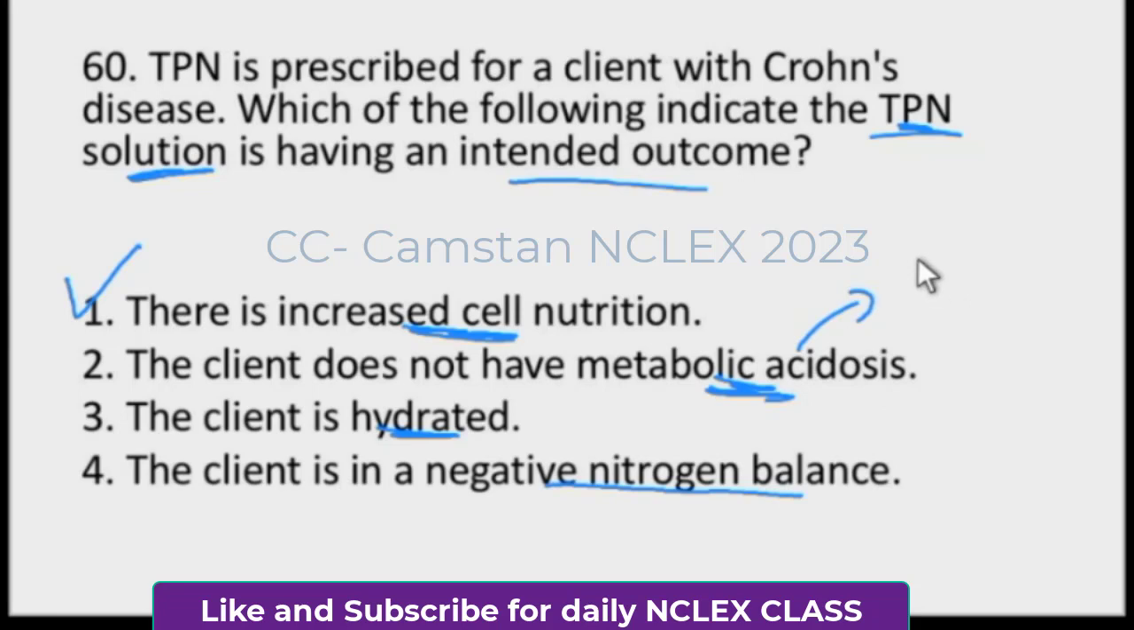Also, if we administer TPN to the client, ketoacidosis can actually develop. So instead of treating metabolic acidosis, it can lead to ketoacidosis. So this option is also not correct. TPN is not used to treat metabolic acidosis, but eventually can lead to ketoacidosis in some clients.